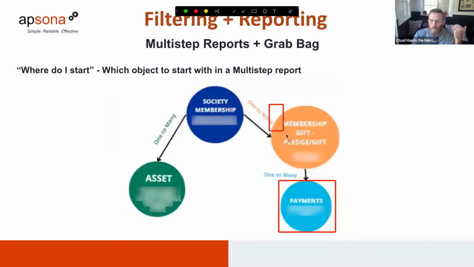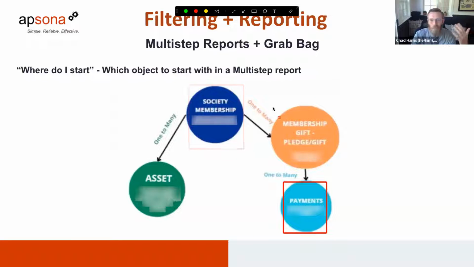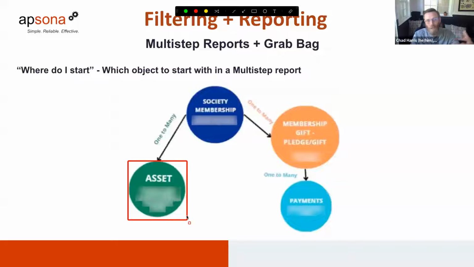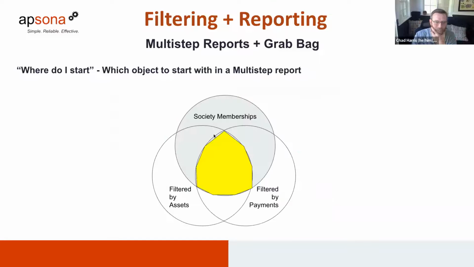Okay, so then maybe we start with the gift pledge, because now we can access the society membership and the payments. But wait, if I start from gift pledge, I can't reach two levels away to the asset. So the admin started to feel stuck there. And I think my next slide is relevant. Yeah, so this is my very poor, quickly created Venn diagram here in Google Drawings. But essentially, the request was, okay, we want society memberships, but we want them filtered by these two related but not too close objects in order to get us this sweet spot.